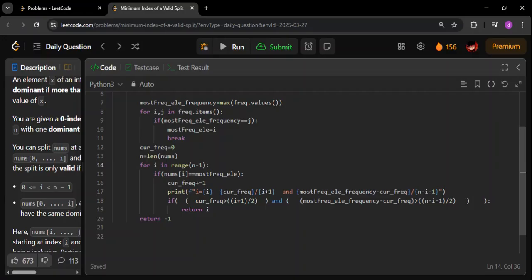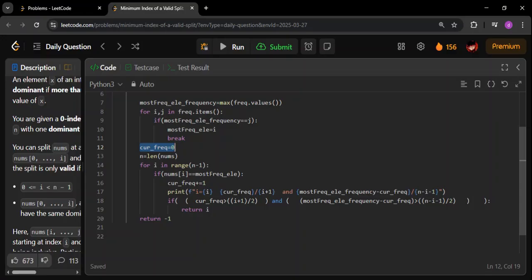Okay, so what we are checking is whether the current number, nums[i], is the most frequent element that we identified, that is the dominant element of the whole array. Then we are simply incrementing the frequency. Remember, this is the current frequency. Then I'm just checking what these values are.